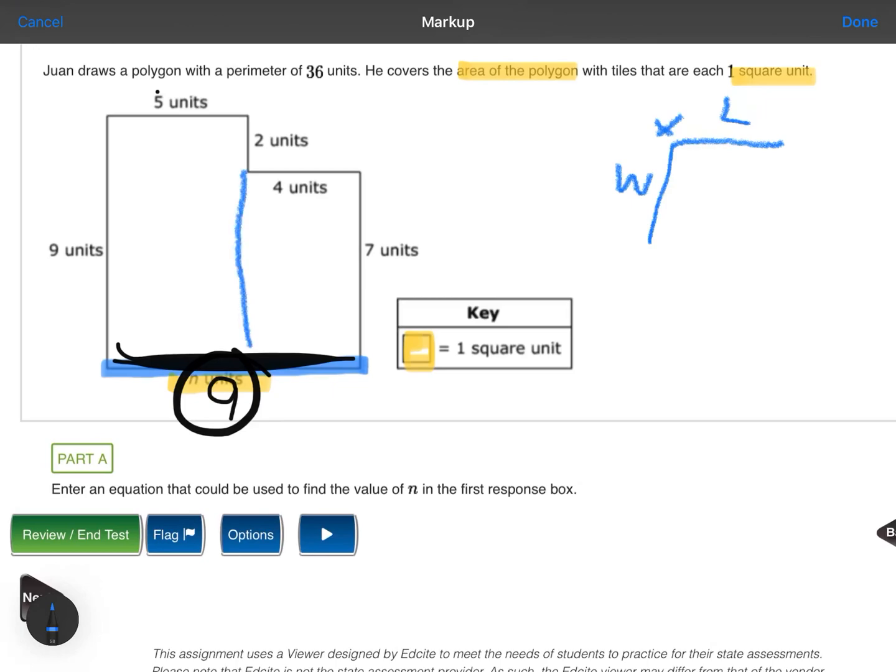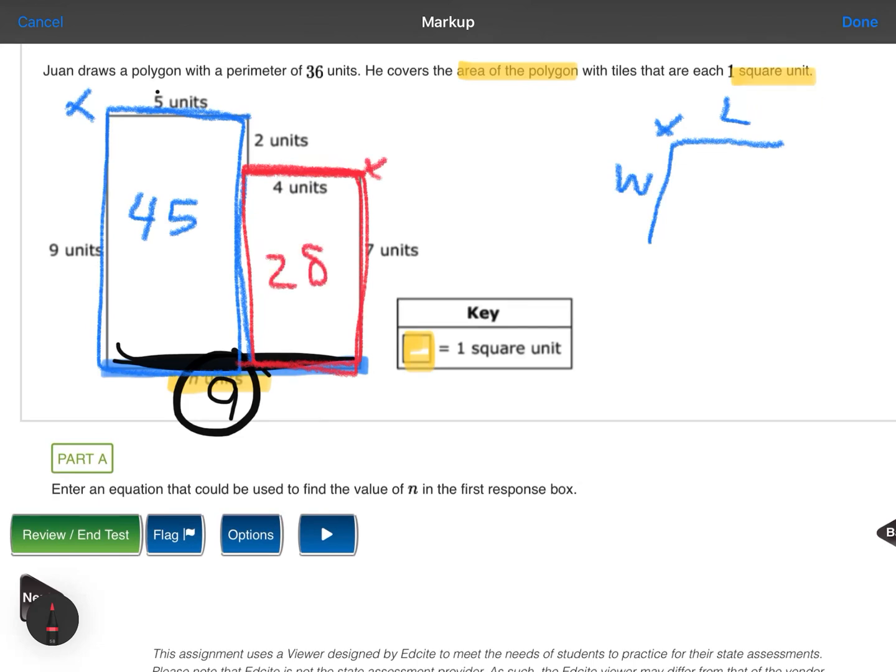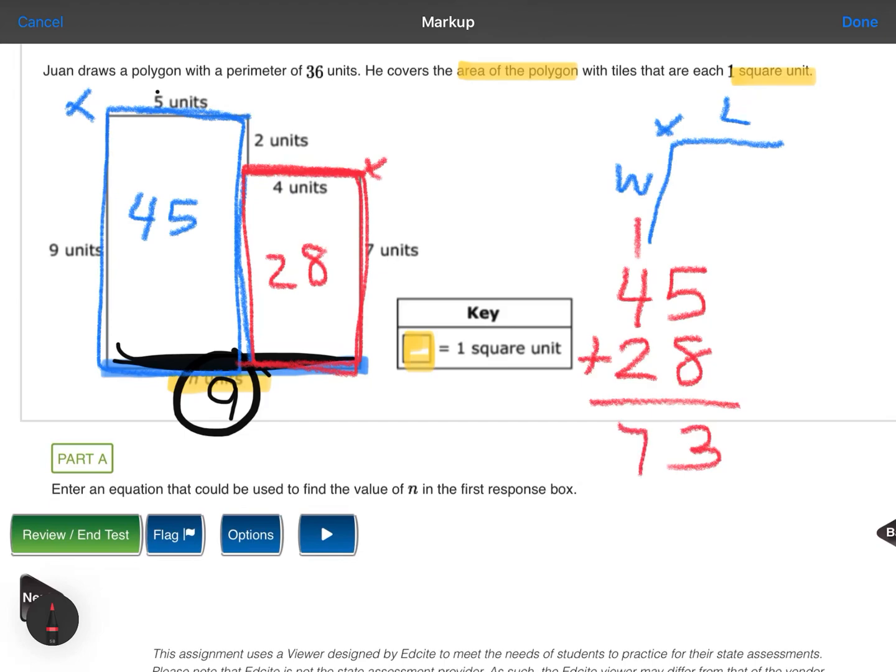Remember, we can cut it, and now we have 2 rectangles. So now I have a 5 by 9 right here. So 5 times 9 is 45, and then that creates right here a 4 by 7. So now I have 2 different rectangles, and 4 times 7 is 28. Whew, this is a lot of steps. Now I need to add 45 plus 28. So 5 plus 8 is 13, 4, 5, 6, 73 square units.